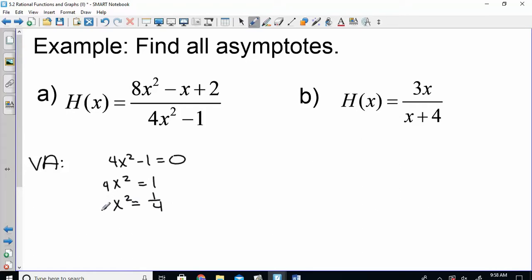How do you get rid of an x squared? Square root, and with that, plus and minus. So for my vertical asymptotes, we actually have two of them, positive and negative 1/2.